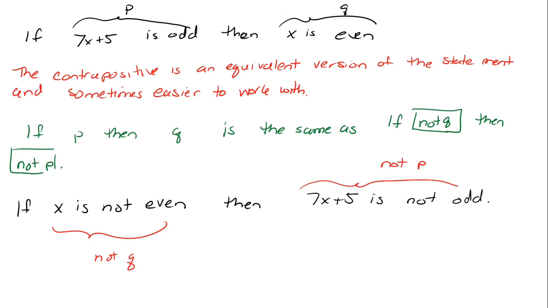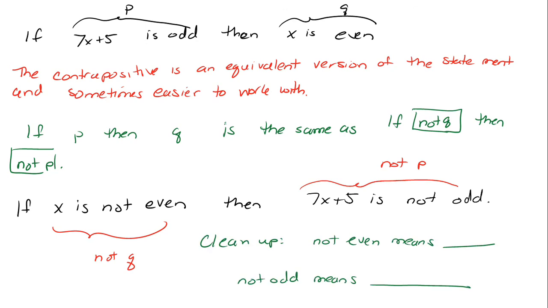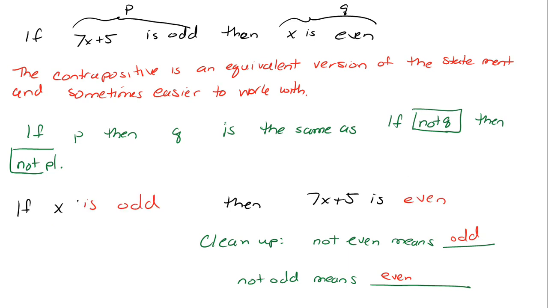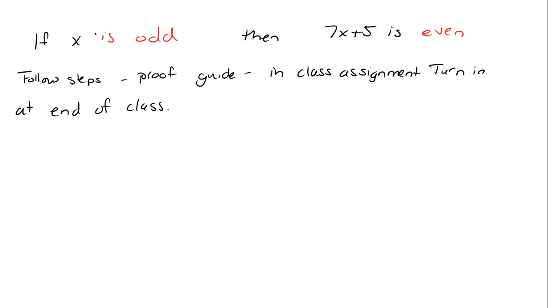Well, the nice thing about integers is that not even means something. It means odd, and not odd means even. And so I can replace these with, if x is odd, then 7x plus 5 is even. Now I have something that I can do that's very similar to the problem I just did. I can make a substitution. So here, if x is odd, then 7x plus 5 is even.